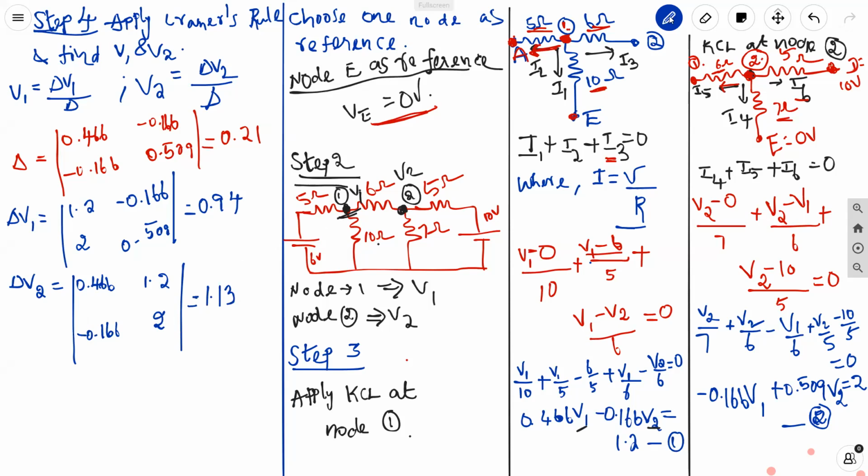Del V2. Now you can easily find V1 and V2. So now V1 we will get 4.48 volt and V2 will get 5.38 volt. Okay, the unit needs to be put properly. 4.48 volt and V2, yes, 1.1 is correct here. Yes, 1.1 or 1.13, approximately 1.1 is correct. Then V1 you'll get 4.48 volt and V2 as 5.38 volt.